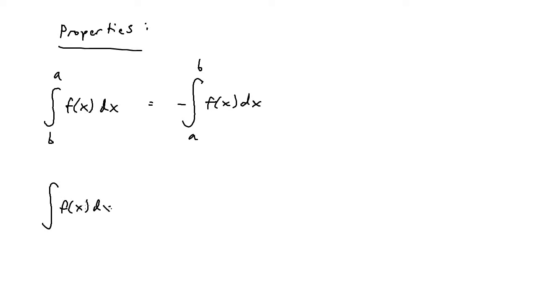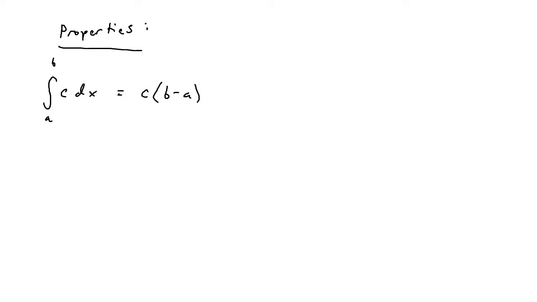Now the second property: let's say you have the integral of f of x dx and the bounds are the same. In other words, the upper bound is a, and the lower bound is a as well. If that's the case, then the answer is just going to be 0 when you evaluate the integral. Now the next property: let's say you have the integral from a to b of some constant times dx. The way to evaluate this integral is to take the constant times b minus a, or in other words, the constant times the upper bound minus the lower bound.